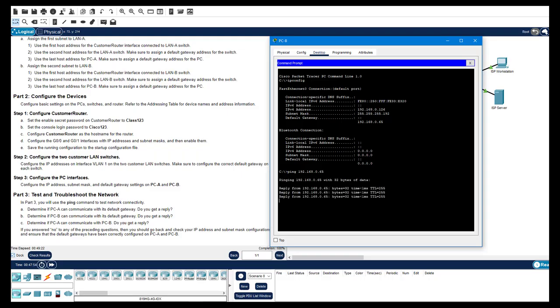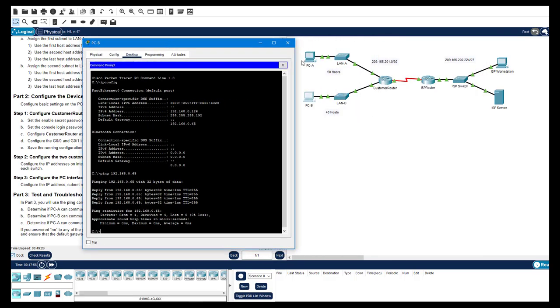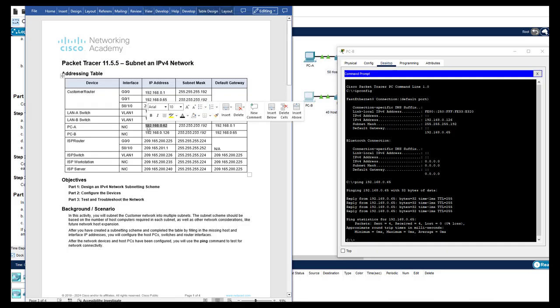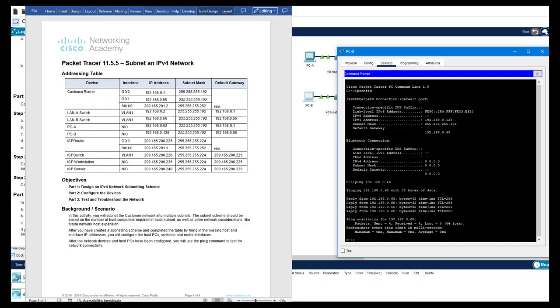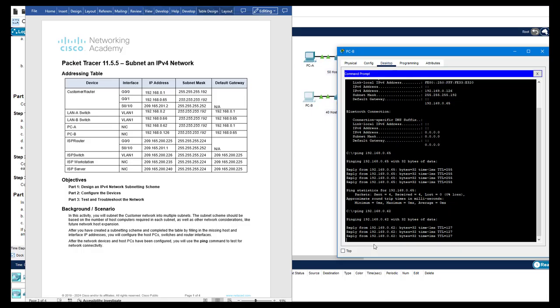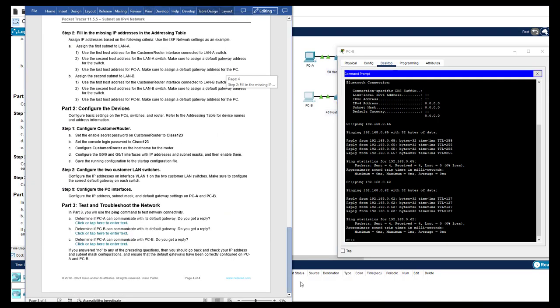And that is successful. So if everything is working end to end, then these two PCs will be able to ping each other. So PCB ping PCA. And that is also successful. So everything is looking good. These are all going to be yeses.